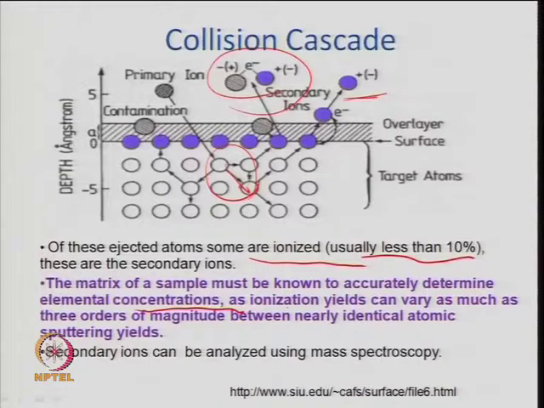as ionization yield can vary as much as 3 orders of magnitude between nearly identical atomic sputtering yields. That is very crucial: you should be able to differentiate between close atoms or close ions which come out, because if you have two very close atoms, the property of the secondary ion will also be similar. Then you should be able to distinguish them. It is the same in any analysis. In X-ray also I told you that JCPDS is generally one of the packages which is used, but there also the d values will be very close.